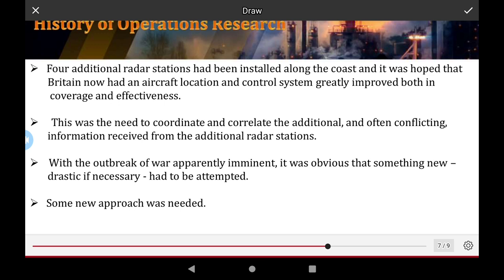The operation research also discussed some of the tools and techniques used for controlling and tracking aircraft, and for handling additional and conflicting information received from the additional radar stations. The radar situation involved tracking by radars.